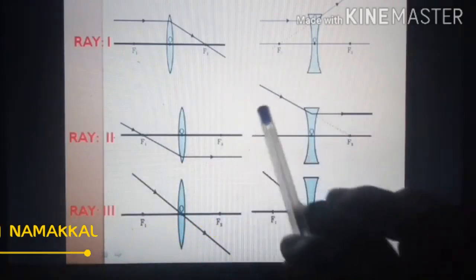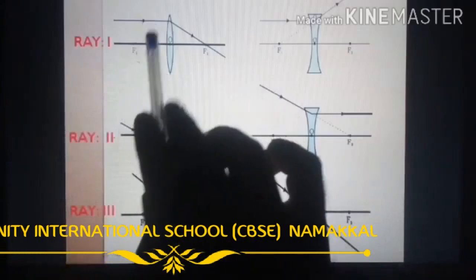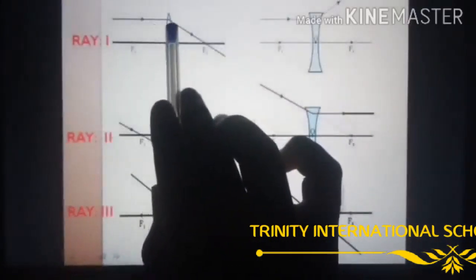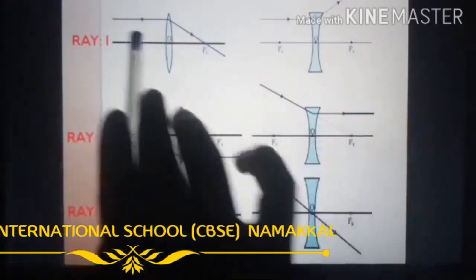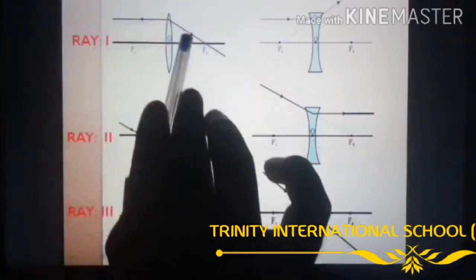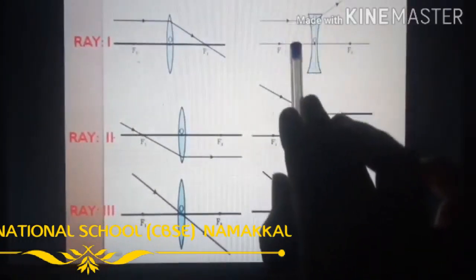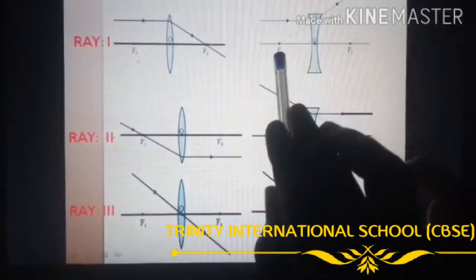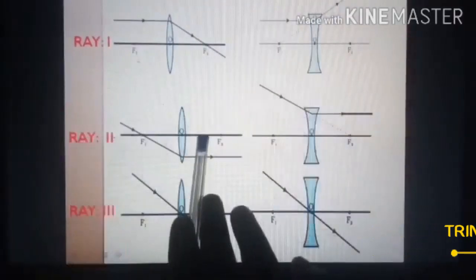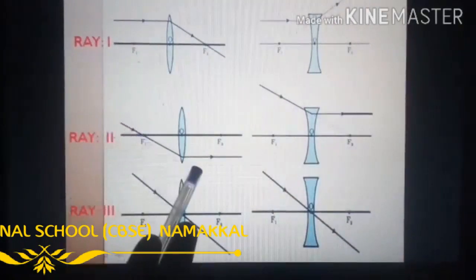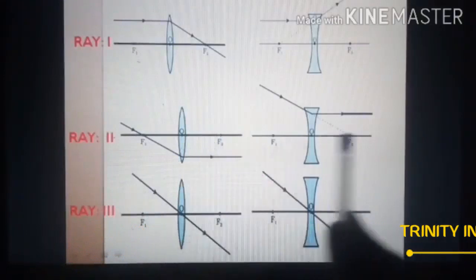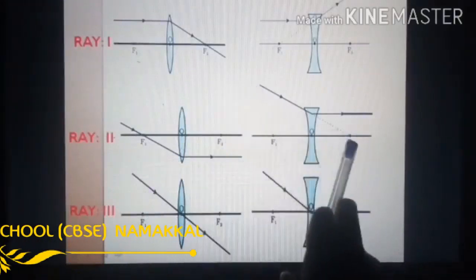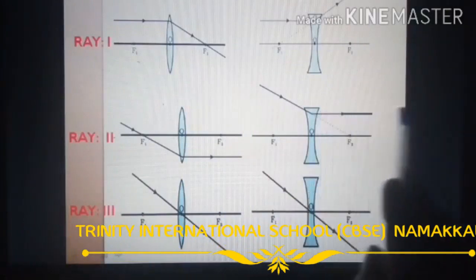So again we recall it. The first ray is the parallel ray passing through the convex or concave lens. In the case of convex, the parallel ray passes through the principal focus. Here, the parallel ray after refraction appears to diverge from the principal focus. The second ray is a ray that passes through the focus. After refraction, it passes parallel to the axis. Here a ray appears to meet at a focus, and it passes parallel.